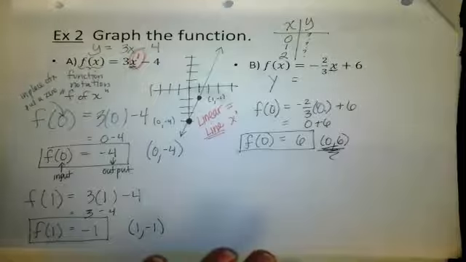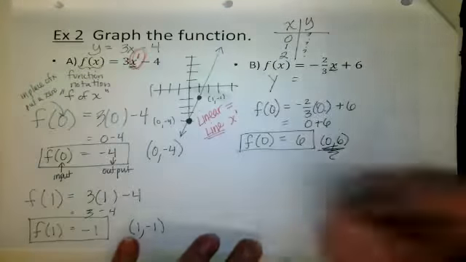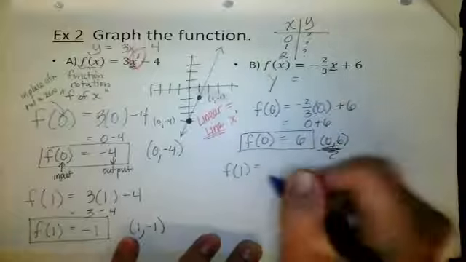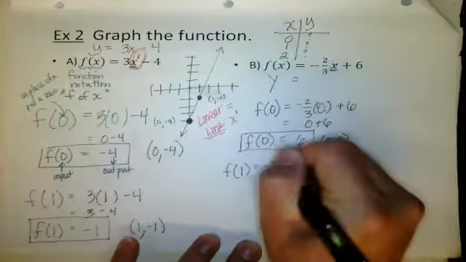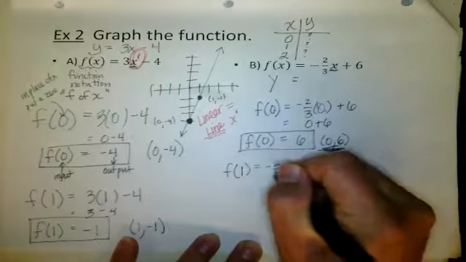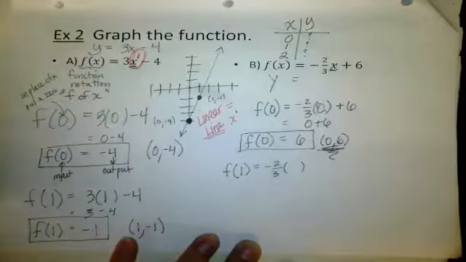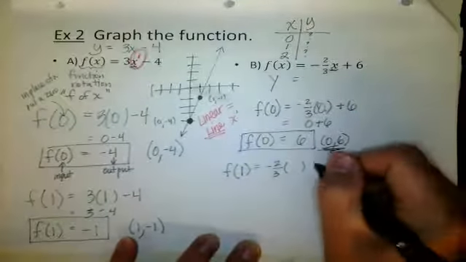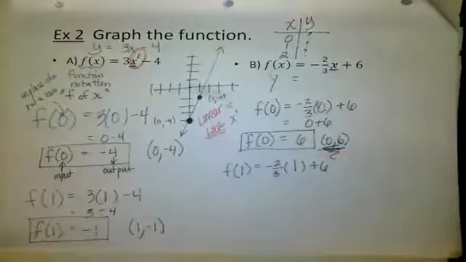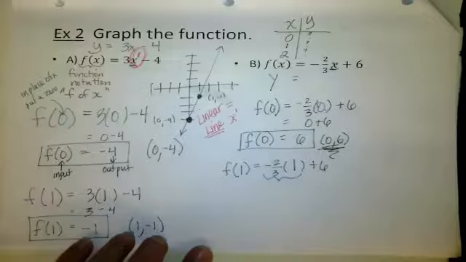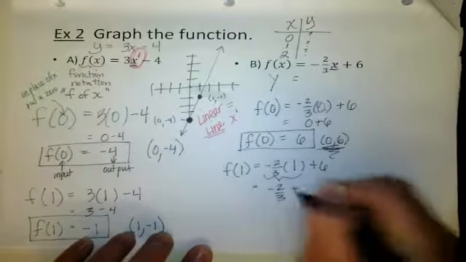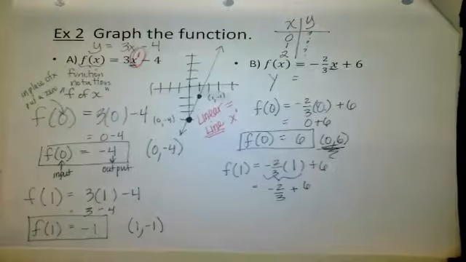All right, what's another number I can plug in for x? 1. Sure, it's a great number to plug in for x. There's even a more strategic number, but I'll talk about that later. Negative 2/3. It would be 3. That's a very strategic number to plug in. And what am I plugging in place of x this time? A 1. What is negative 2/3 times 1? Yeah. Negative 2/3. Negative 2/3 plus 6.